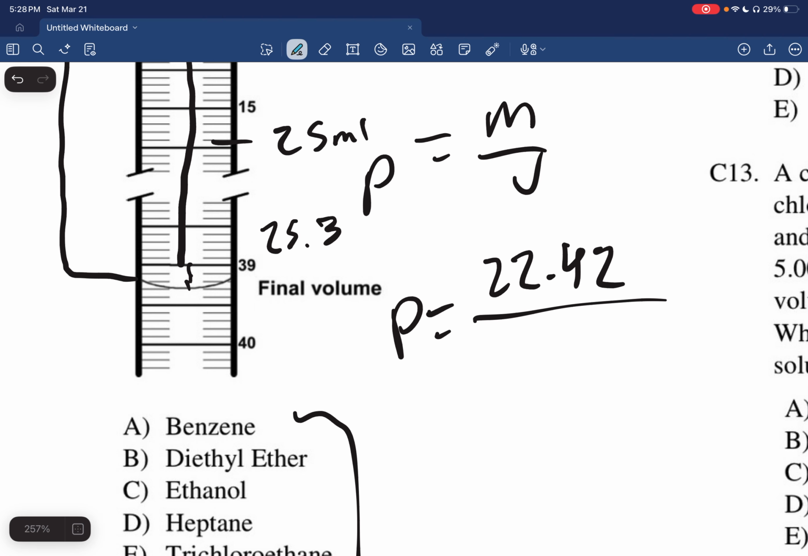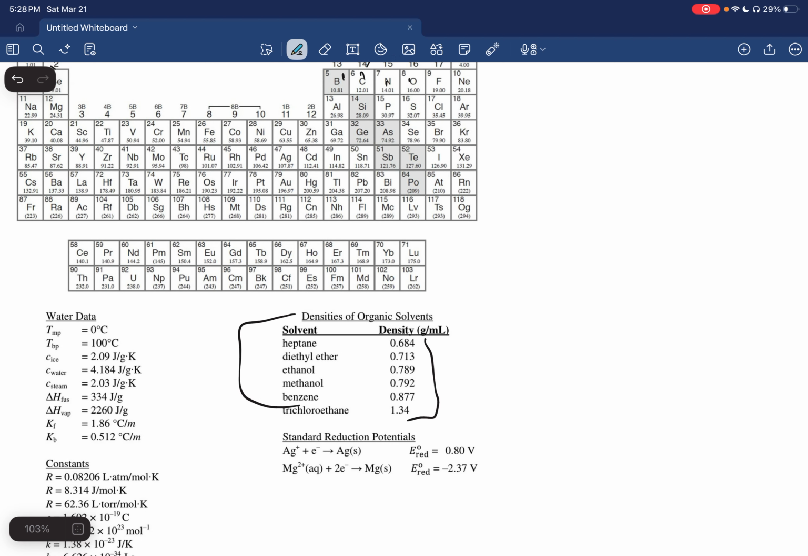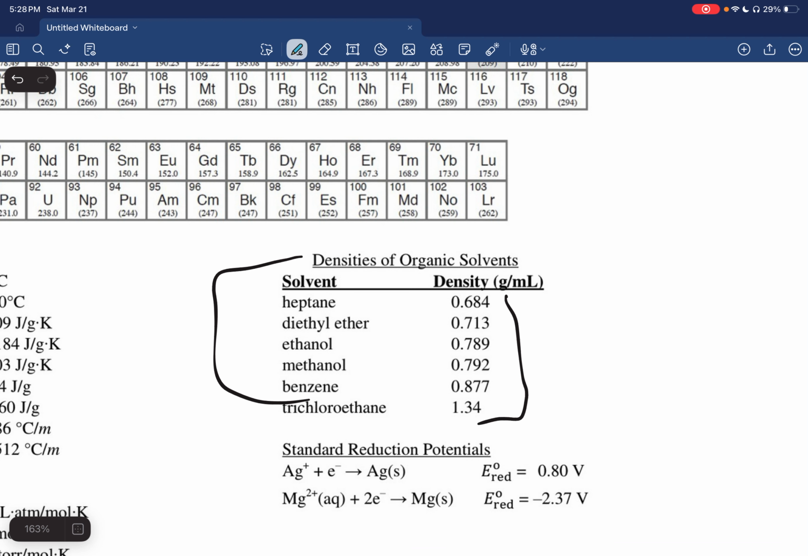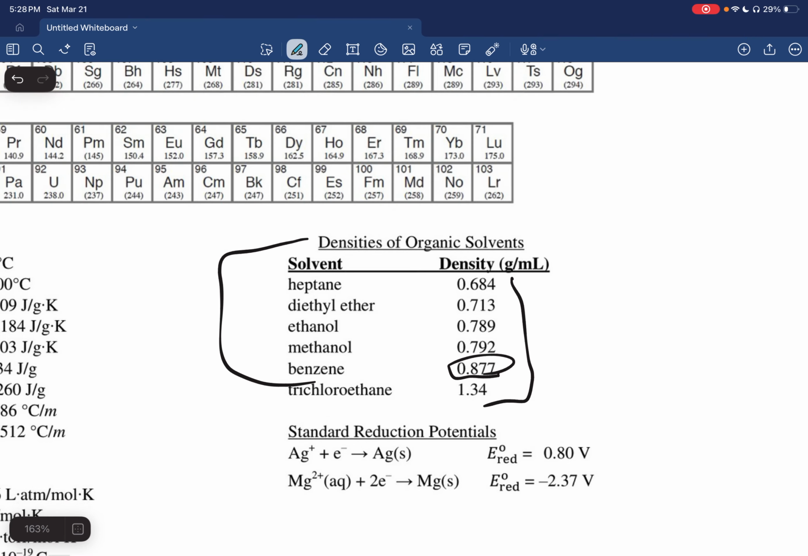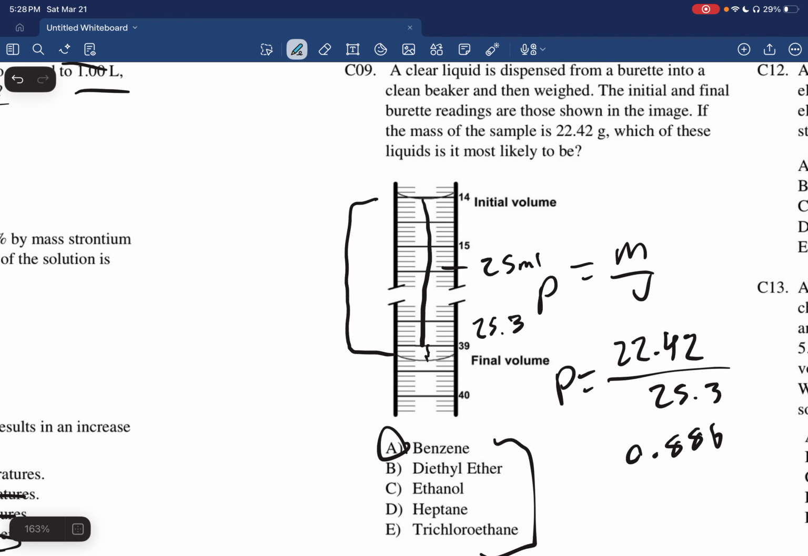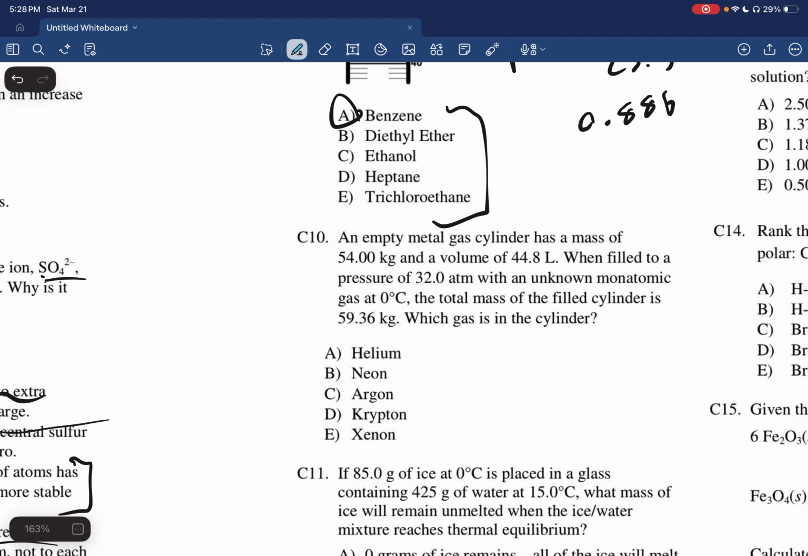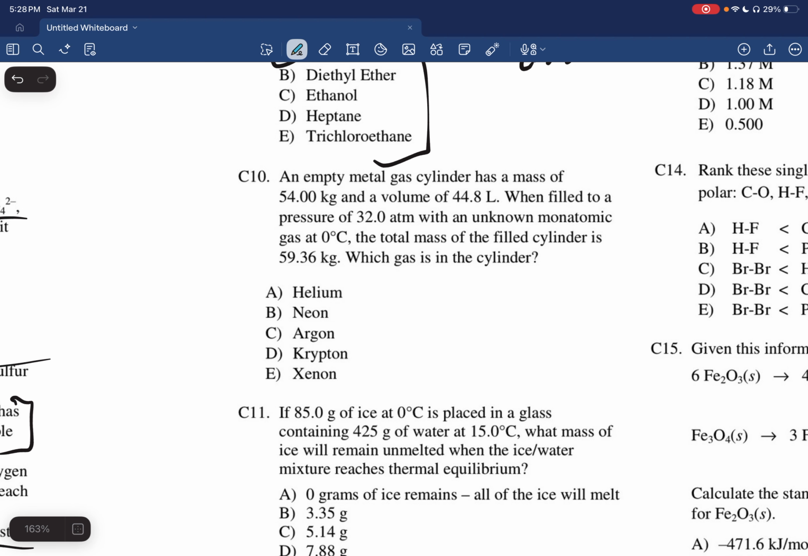So when we put that in the calculator, we'll get a density of about 0.886. And let's see if that matches any of the ones it gave us. 0.886 looks pretty close to benzene right here. And so I'm going to go with A as our answer choice. And the reason it's not exact is most likely just because I didn't count this as accurately as I could have. But again, you have some margin of error.